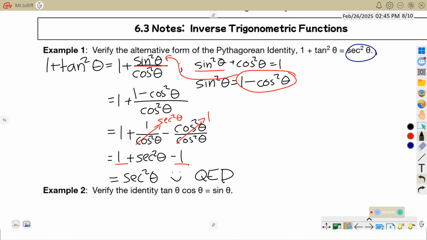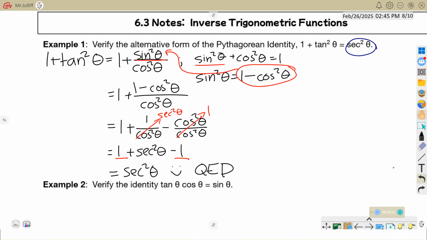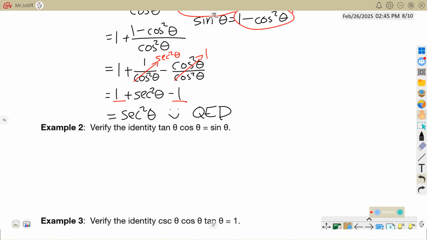That was a long one. They won't all be that long. We're going to try another one, a little more straightforward. Same principles, a little less intimidating. So example 2, same wording, right? It says verify. Verify the identity tan theta cos theta equals sine theta.